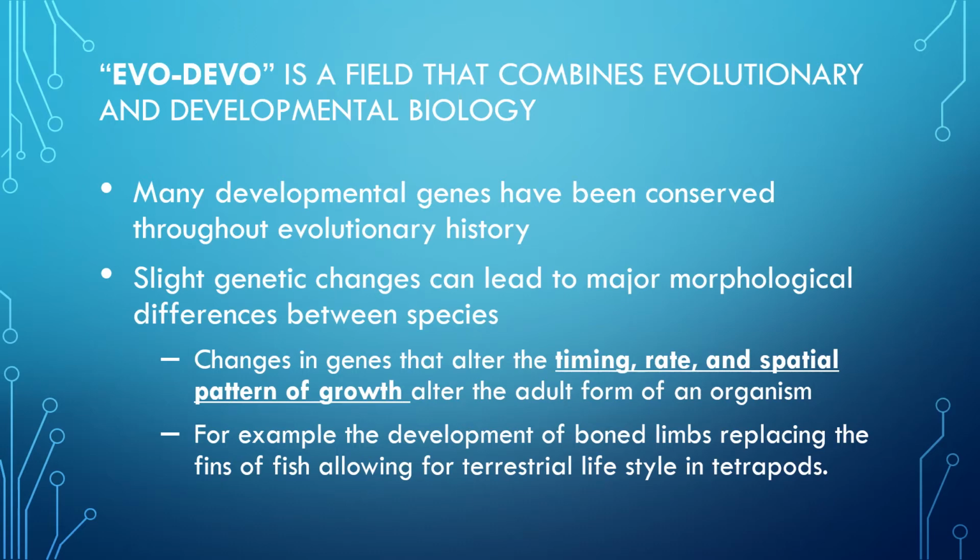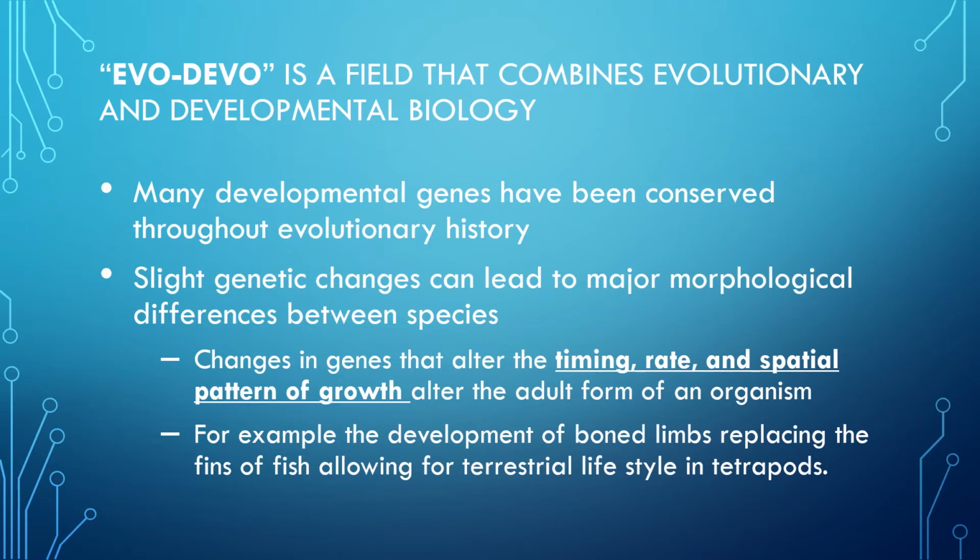But when there's slight genetic differences in these genes, they can lead to large morphological changes and speciation events between organisms. Especially when these changes are in genes that alter the timing, the rate, and the spatial growth pattern of the feature. So, for instance, the difference between a whale flipper and a dog leg, we've looked at that in the past. They have the same bones, but one is adapted to a terrestrial lifestyle, the other is adapted to an aquatic lifestyle. And because of that, their bone structure is very different.